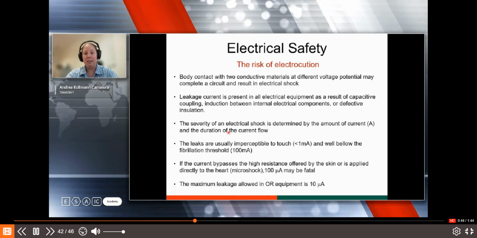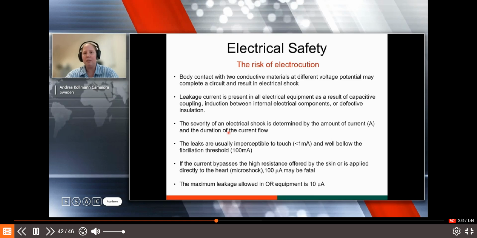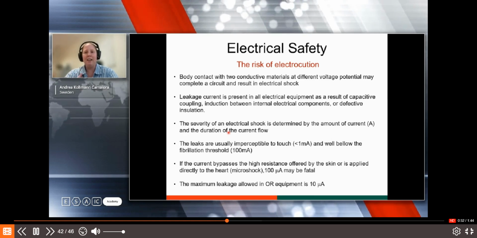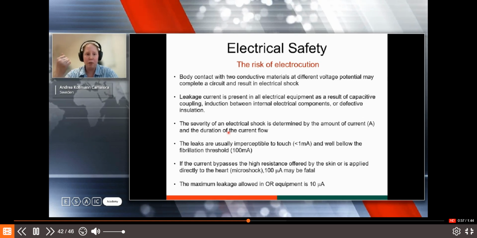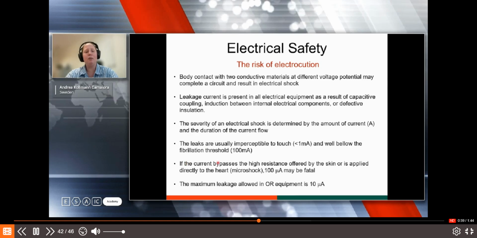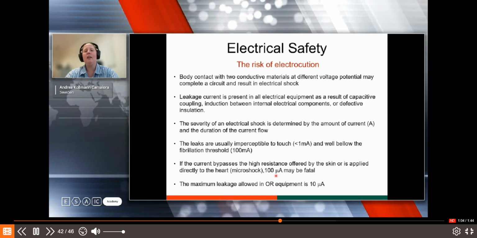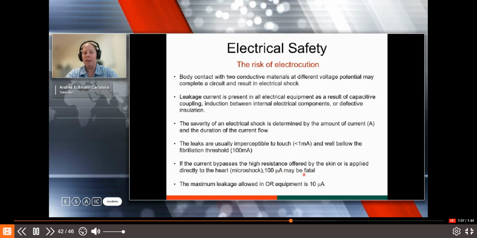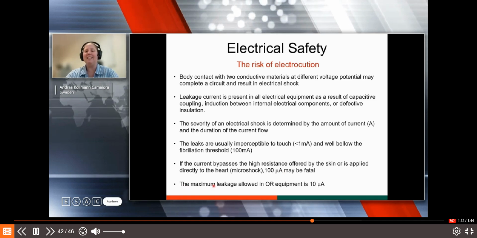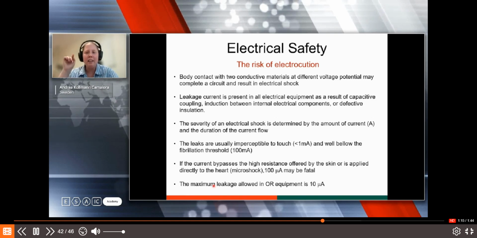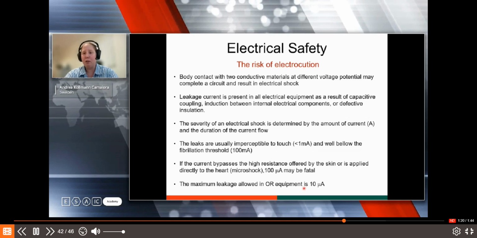But in our patients, the skin is broken. They have a surgical opening in the belly of 20 centimeters. So if there are leaks and we don't have the protection of the skin, then they have the risk of electrocution. If the current bypasses the high resistance offered by the skin or is applied directly to the heart, 100 microamperes may be fatal. And that is why the maximum leakage allowed in the operating room is 10 microamperes. This has come up in the exam, and this will come up in the exam, because there are a lot of units and you need to know the differences.